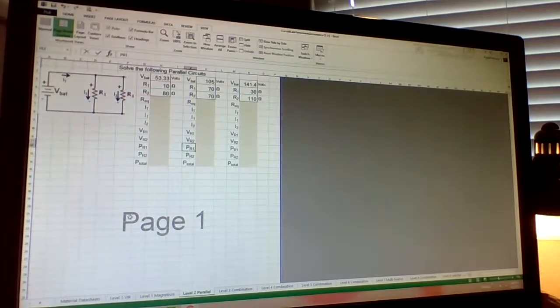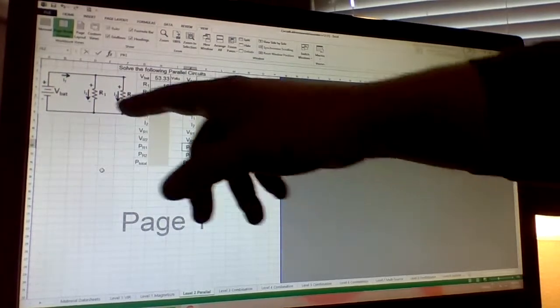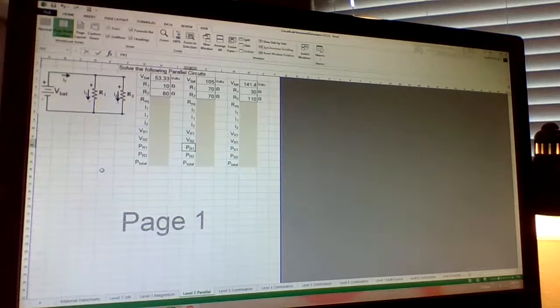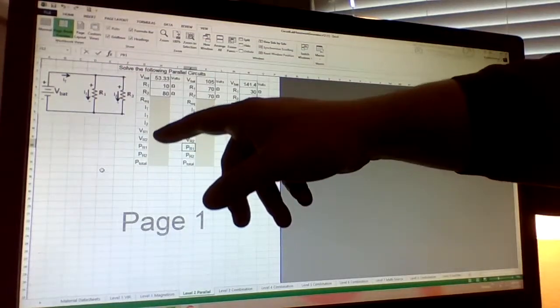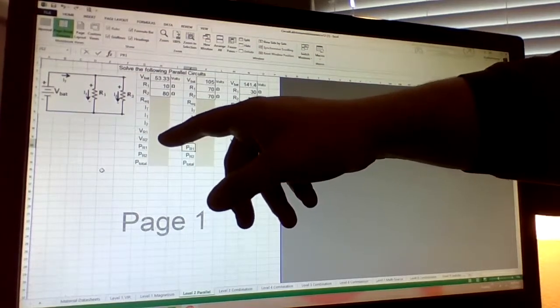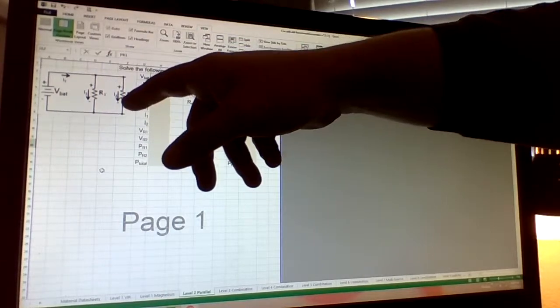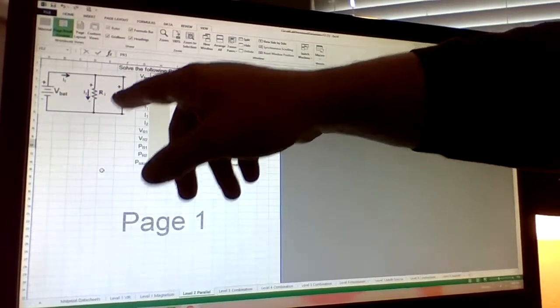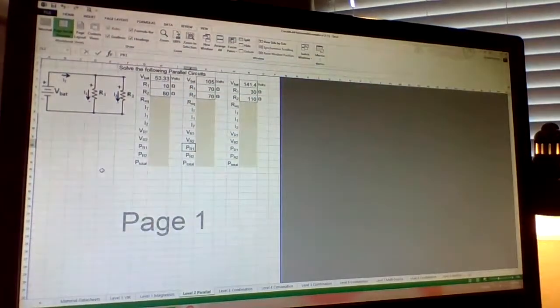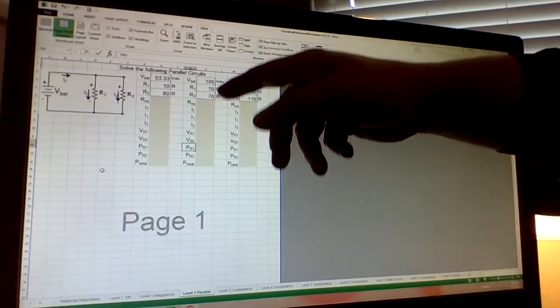Then here we have a simple parallel circuit where we just have 2 resistors in parallel. When I'm looking at these parallel circuits, the key thing I want you to notice is that the voltage is the same across each resistor. So that's going to be the same, but the current's going to be different. And these 2 currents are going to equal that current, and these 2 currents will equal that current.